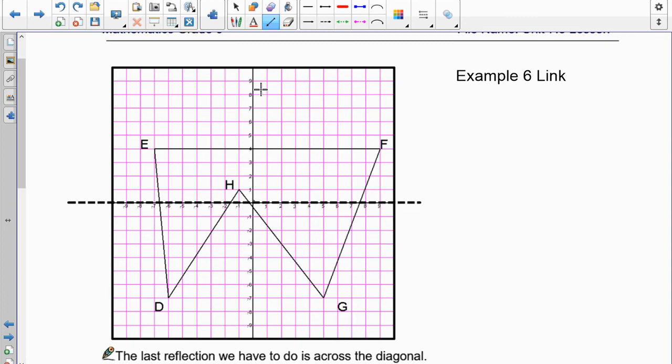Okay, so I'm going to be moving E. It's here, so it's going to be 1, 2, 3, 4. If it's 4 to get from here to here, I've got to go 1, 2, 3, 4. There is my new E prime. H is 1 up, so H prime is 1 down. Notice the distances here and here are the same.